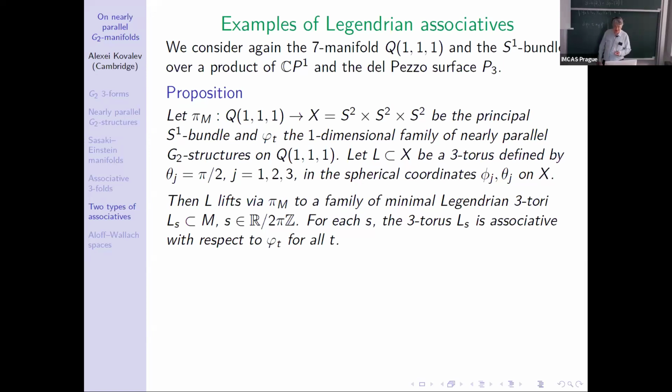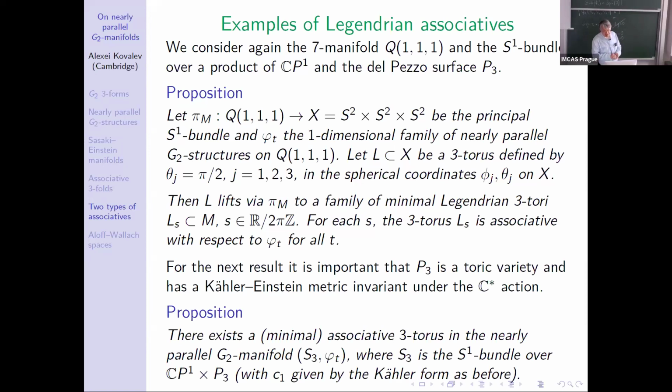Then we can lift it to a family of minimal Legendrian three-tori. Sorry, there's a misprint here. This M should be, of course, Q111, a 7-manifold. For each choice of parameter S, this three-torus is associative with respect to this nearly parallel G2 structure, and again, we are free to choose parameter T arbitrarily. So previous examples produced associative three-spheres, and these are associative tori.